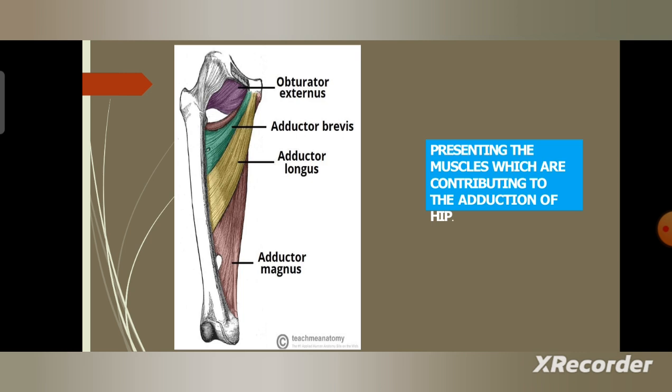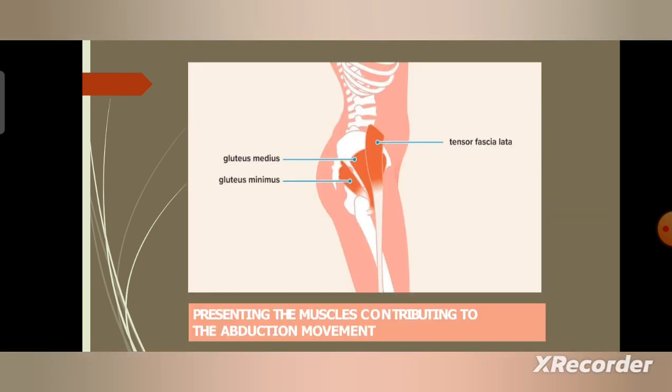And the next is the hip adductors. So hip adductors are mainly the adductor externus, adductor brevis, adductor longus and adductor magnus. Next is the abductors of the hip joint. So abduction is done by the tensor fasciae latae, that is TFL, gluteus medius and the gluteus minimus.